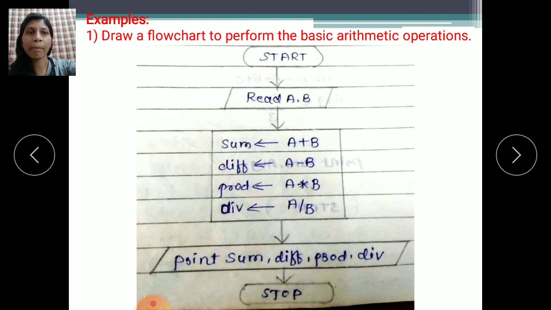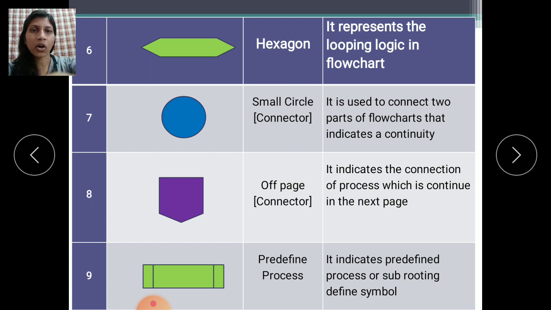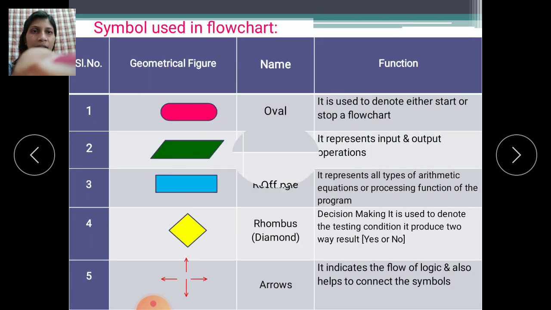This is called a parallelogram. To declare the inputs and outputs, we use the parallelogram. If you want to declare the inputs and outputs, write down a parallelogram here. See here, in the previous video we discussed all the symbols' meanings. The oval symbol is used to denote either start or stop. If you want to start or stop your program, use the oval symbol to declare the start and stop step.